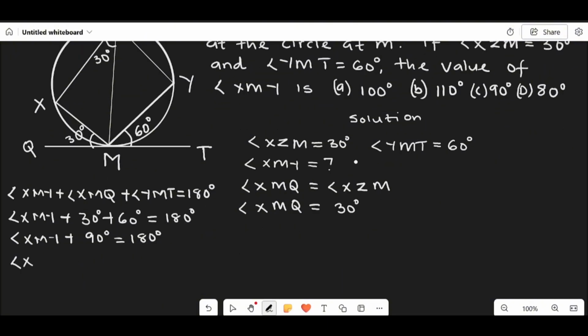Angle XMY. If we transpose 90 degrees to the right hand side, the positive sign will change to negative. So we are going to have equal to 180 degrees minus 90 degrees. Angle XMY equal to 180 degrees minus 90 degrees. We are going to have 90 degrees. So the correct option is C.